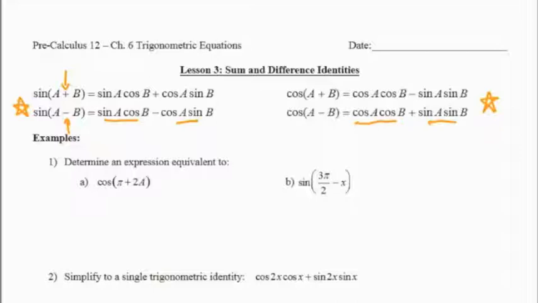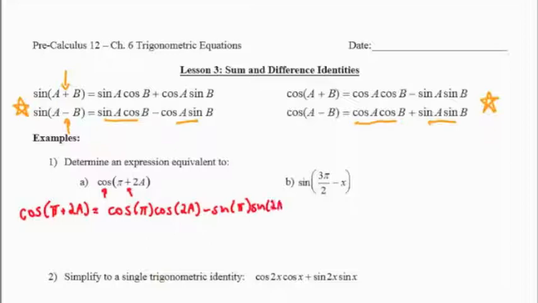First, let's take a look at this idea of the cosine of pi plus 2a. Well, again, this is simply a plug and chug kind of thing. We notice again that it's a plus. We notice again that it's a cosine. So we're going to use the identity that says the cosine of pi plus 2a is equal to the cosine of pi times the cosine of 2a, subtract the sine of pi times the sine of 2a.